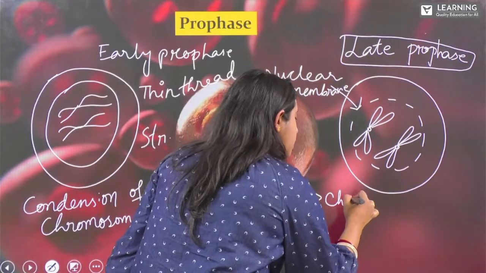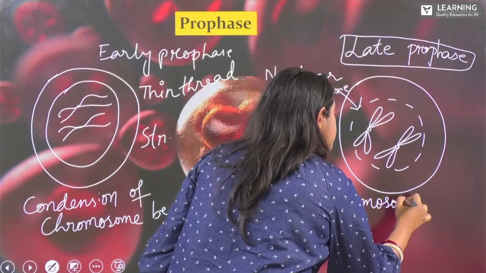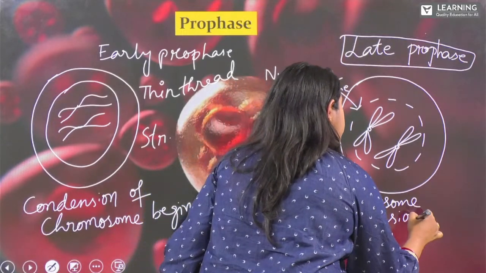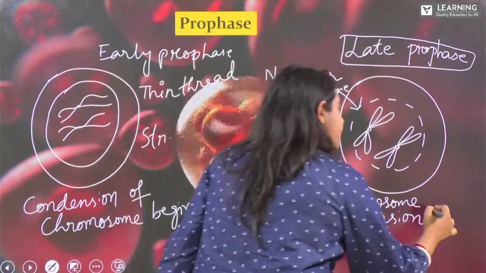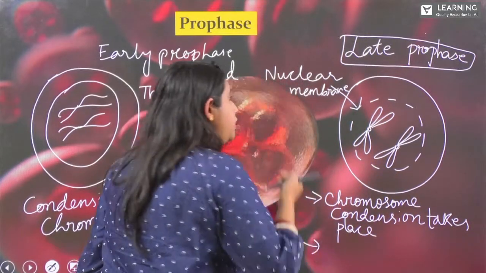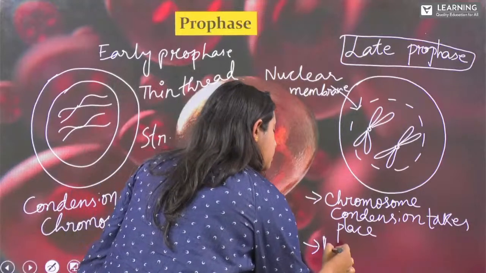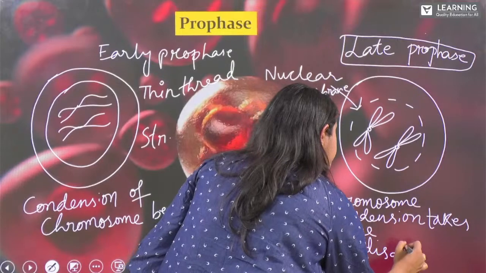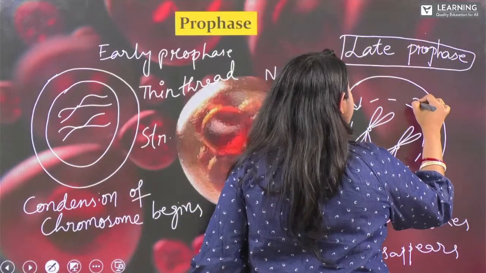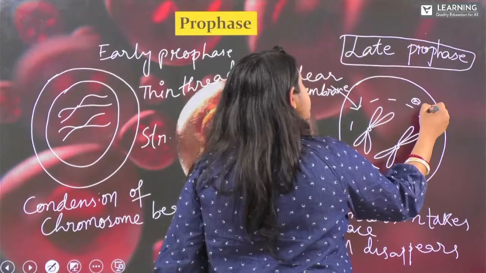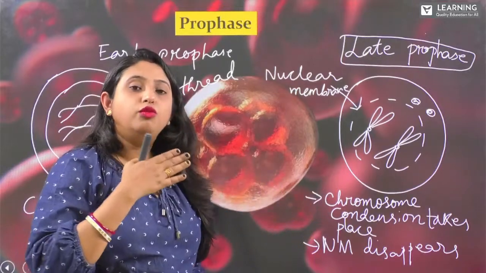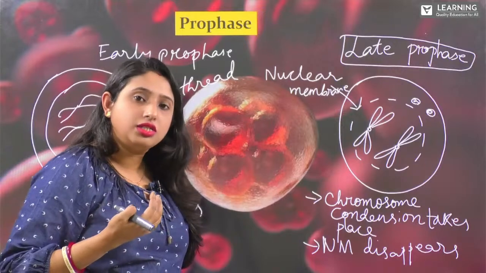So you can write that chromosome condensation takes place. Next, you can write that the nuclear membrane disappears. As the nuclear membrane starts disappearing, all the cell organelles like the mitochondria and Golgi bodies will move out of the nucleus, and they will also start disappearing.